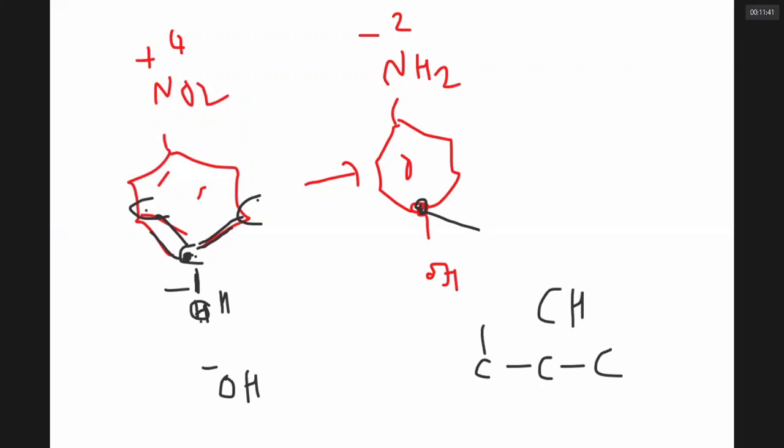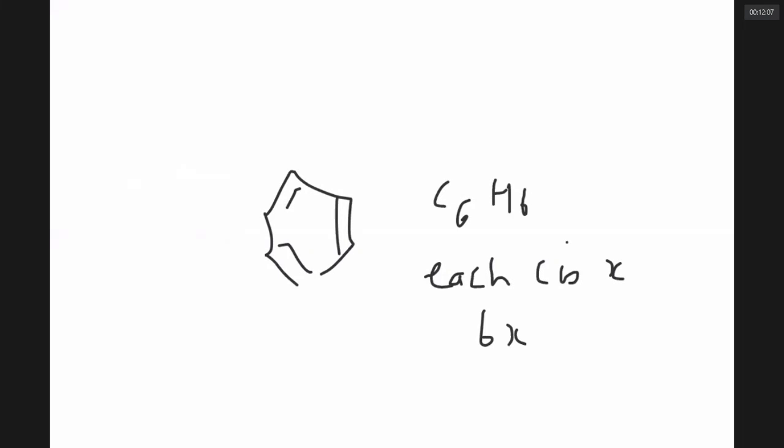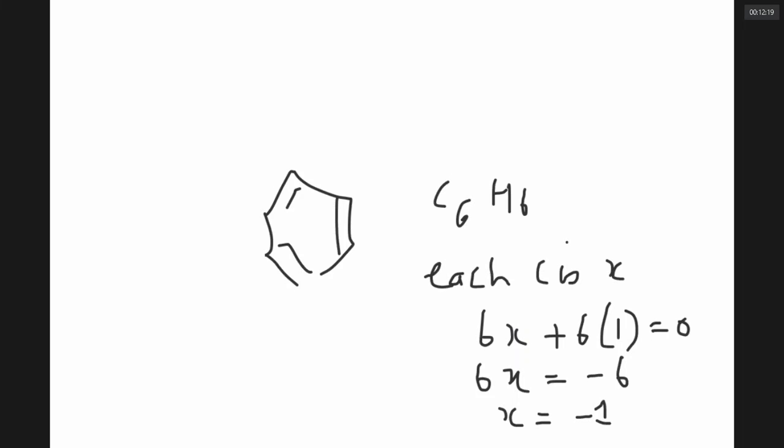When carbon is bound to carbon, it is neither gaining electrons nor losing electrons. If you look at benzene, C6H6, each carbon is X. 6X plus 6, because each hydrogen is +1, is equal to 0. 6H is equal to +6, so 6X is -6, X is equal to -1. Agreed, sir? So each carbon is -1.